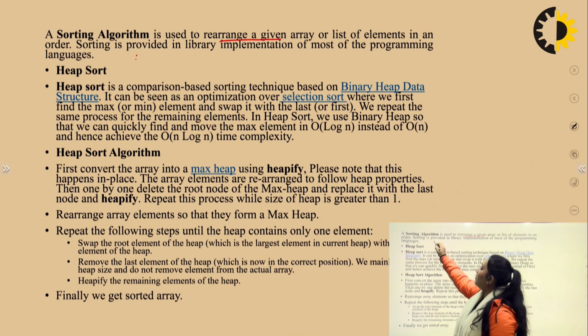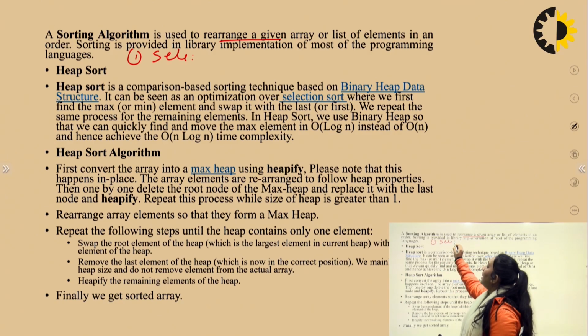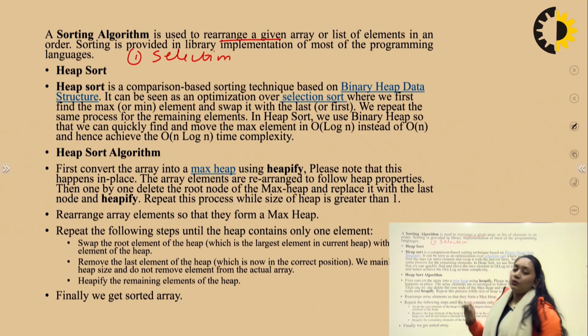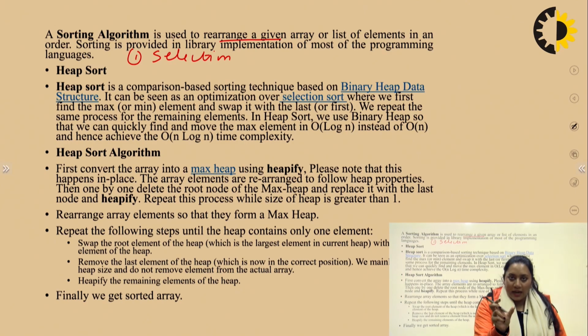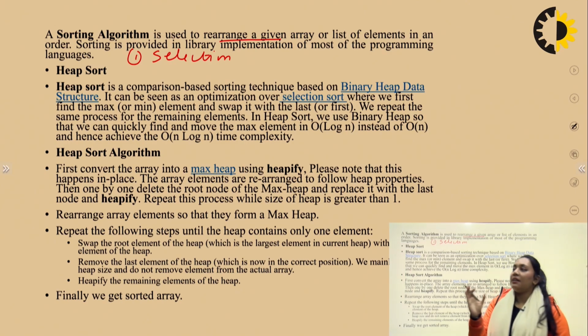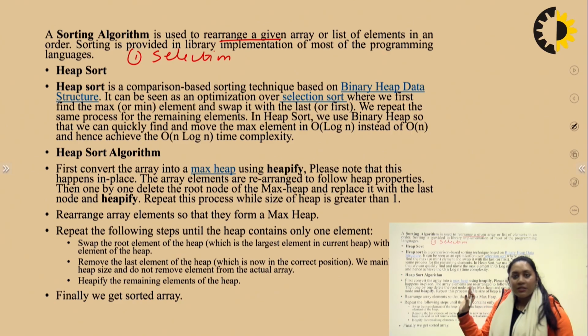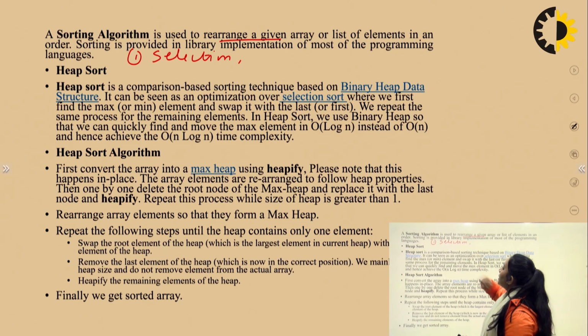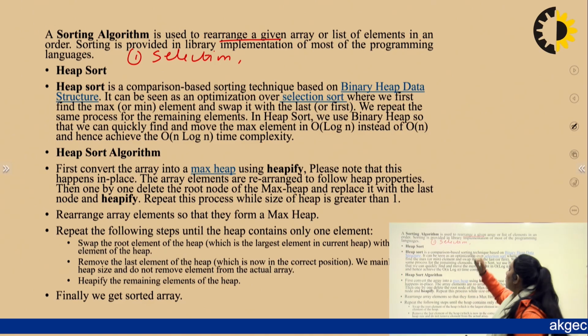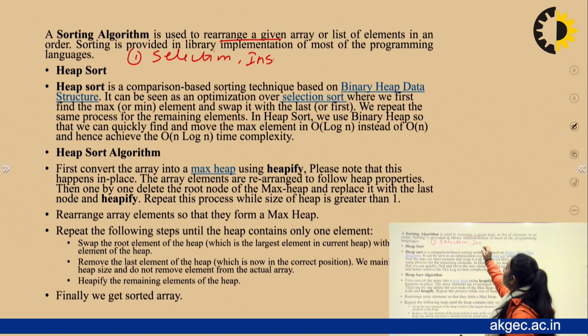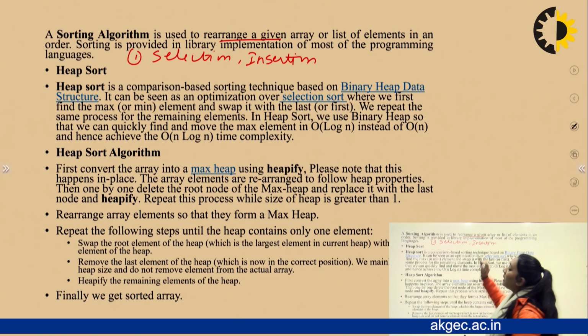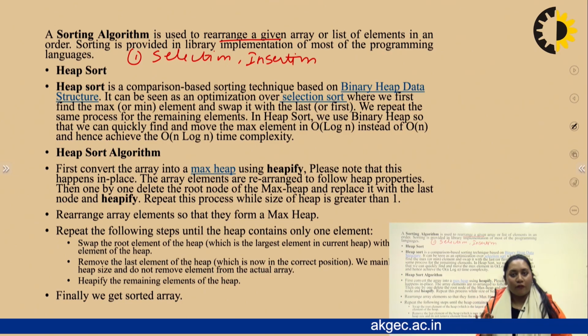Number one is selection sort. In selection sort, we select a particular element and then arrange the data at the particular position, in the form of i comma j, right? The second sort is insertion sort. In insertion sort, we put the elements at the correct position, just like when we are playing cards, right?